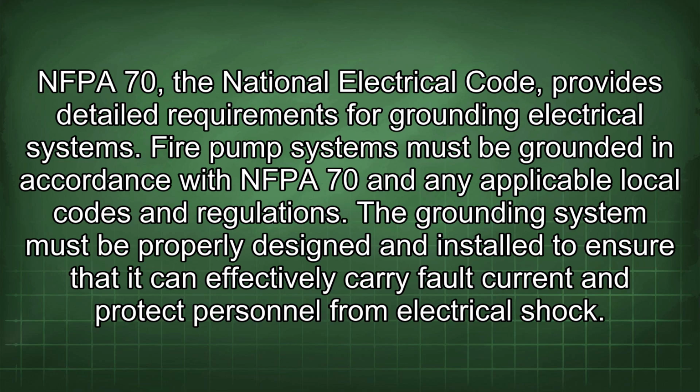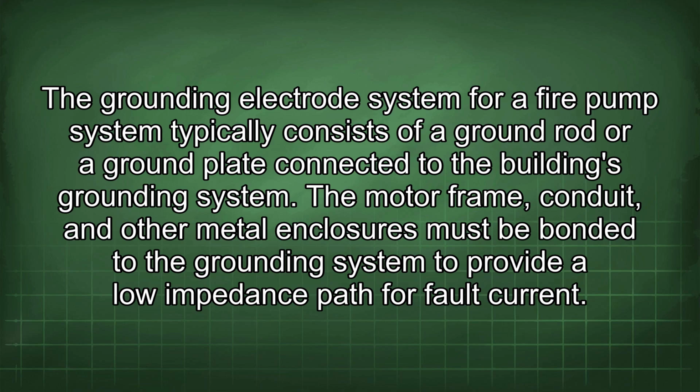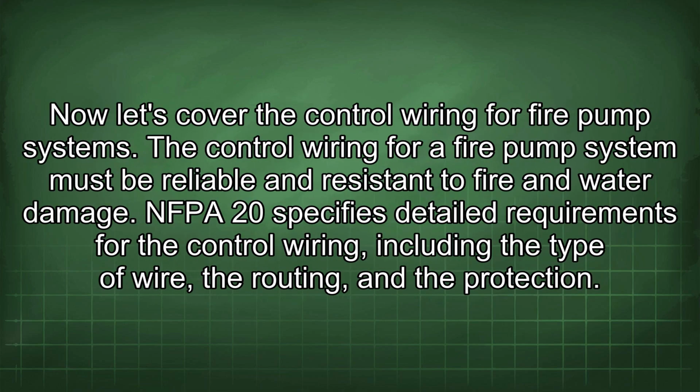Fire pump systems must be grounded in accordance with NFPA 70 and any applicable local codes and regulations. The grounding system must be properly designed and installed to ensure that it can effectively carry fault current and protect personnel from electrical shock. The grounding electrode system for a fire pump system typically consists of a ground rod or a ground plate connected to the building's grounding system. The motor frame, conduit, and other metal enclosures must be bonded to the grounding system to provide a low impedance path for fault current.